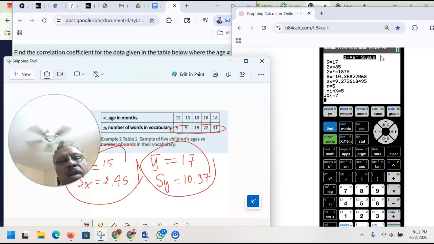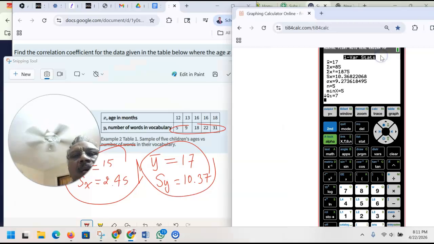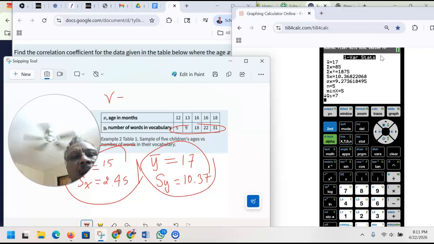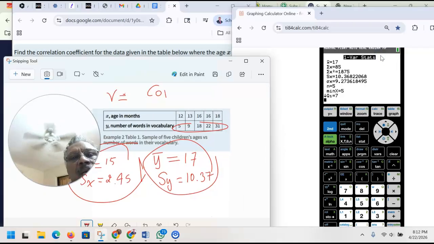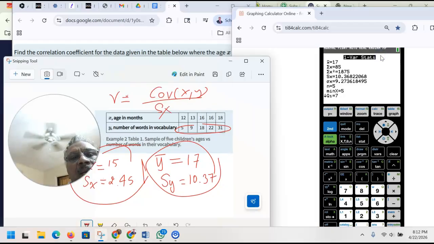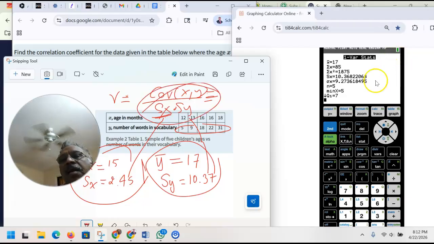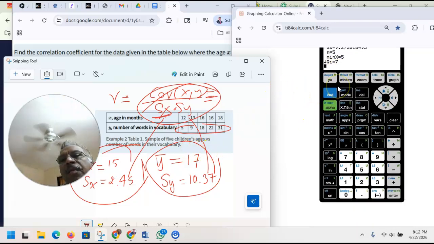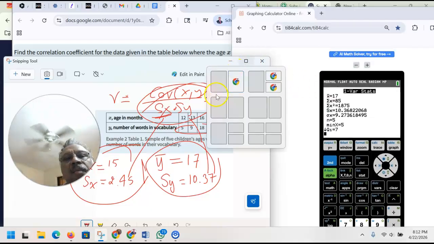The reason I'm showing you this is because when we want to find a coefficient, this is the formula. We want to find the coefficient of correlation. The R, the coefficient of correlation, is the covariance of xy divided by sx times sy. So this is sx, this is sy, and covariance I already showed you. Now I don't want it to break your head too much. So what is important right now is we got this piece. Now we want to find the coefficient of correlation.